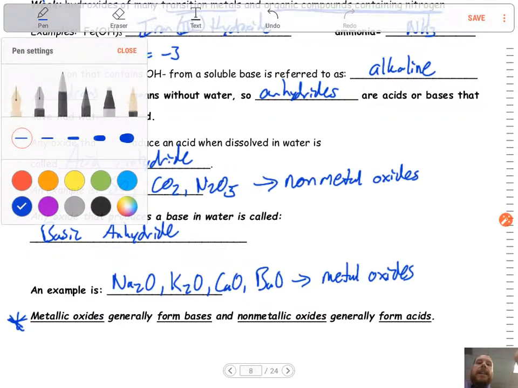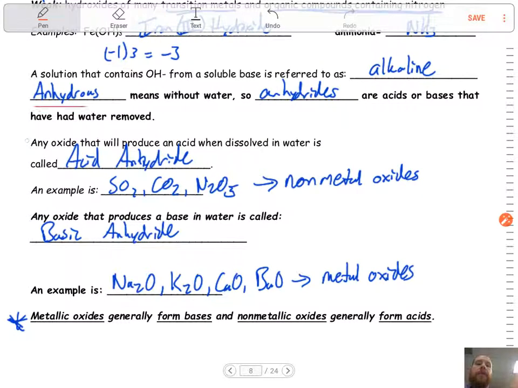Guys, this last part, I want to make you aware of this stuff. This is something that you probably won't have to know specifics of. Make sure you know this term anhydrous, though. That is something you very well could see on your region.